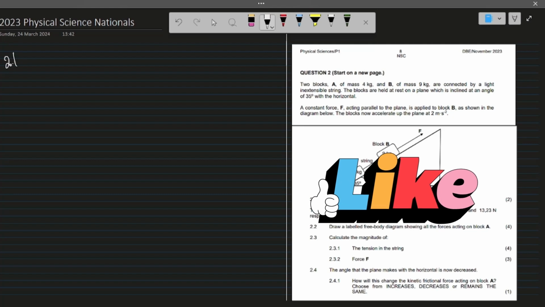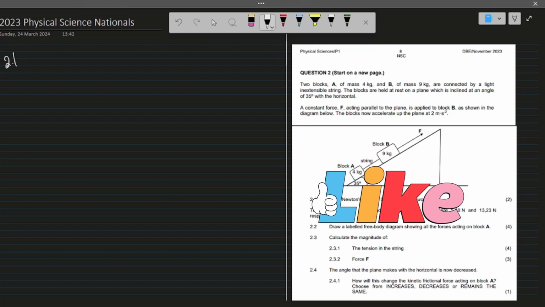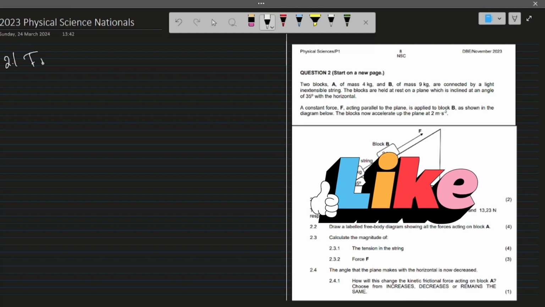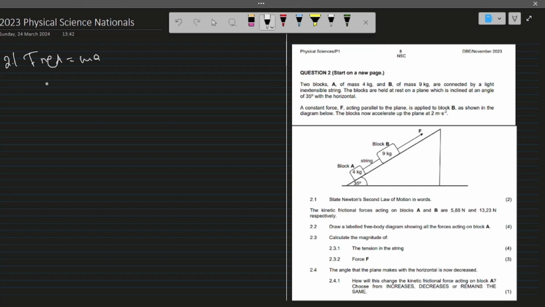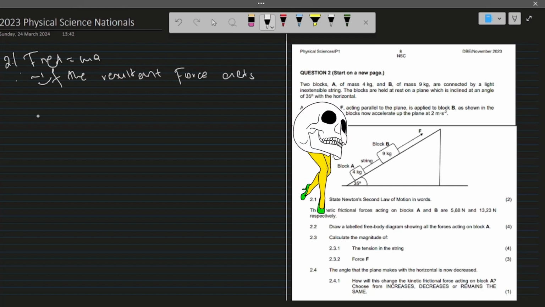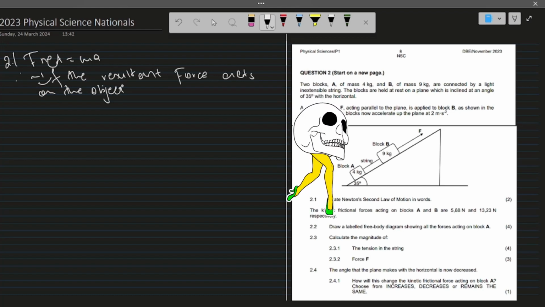So what does the question require of us to do? It says state Newton's second law of motion in words. We know Newton's second law is derived from the formula that says F net is equal to ma. So to describe this formula in words, it says that if a resultant force acts on an object, the object will accelerate in the direction of the resultant force.